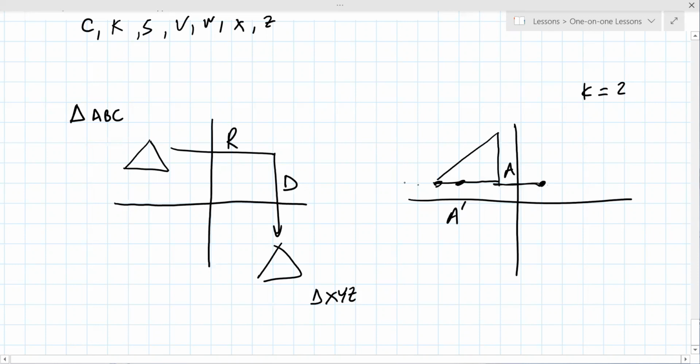Okay. So 1, 2, 3, 4, 5. So that's B prime. And then this one, you can do the same thing we talked about. It goes 2 and then 3, so that's 4, and then 6. So that's C prime. So it gets bigger and it gets further away when you dilate like that. Okay. All right, that makes more sense.